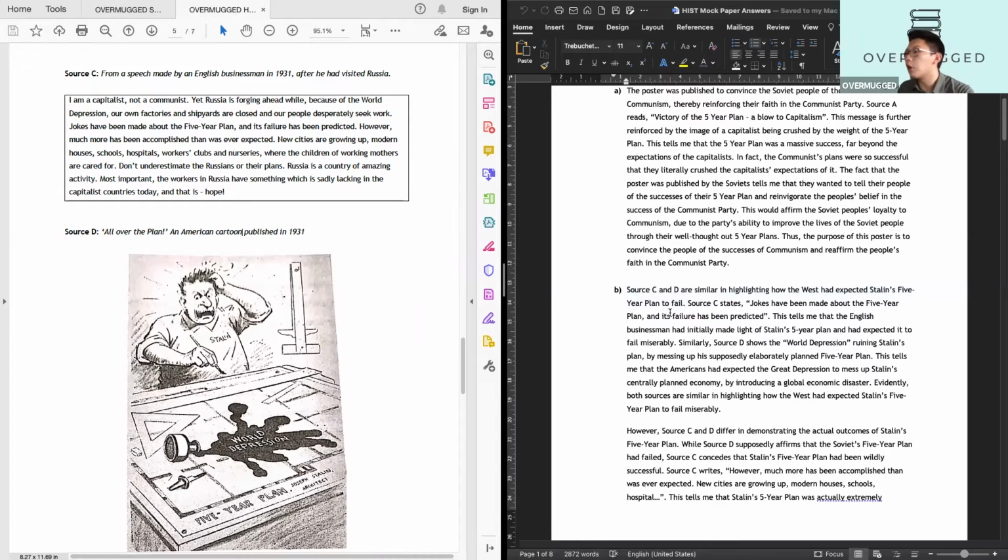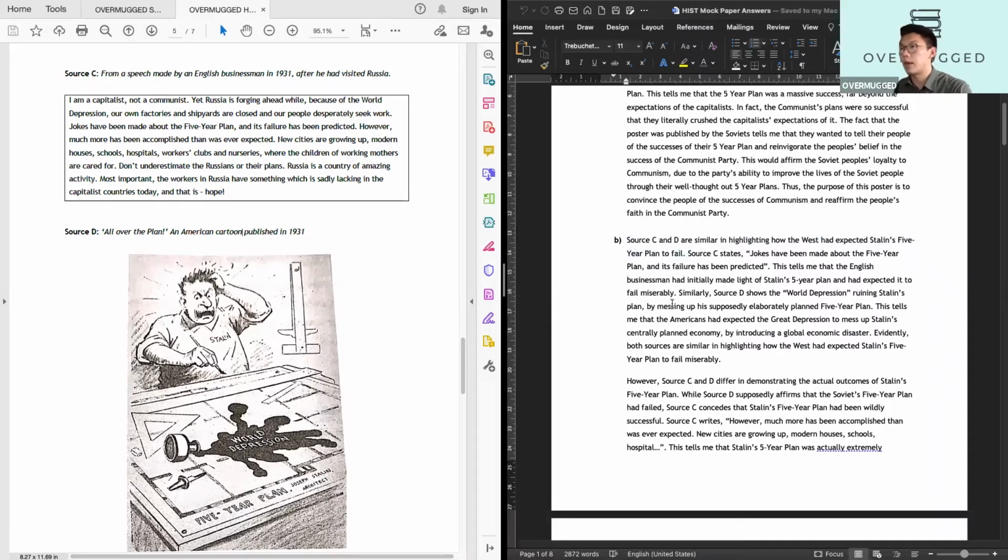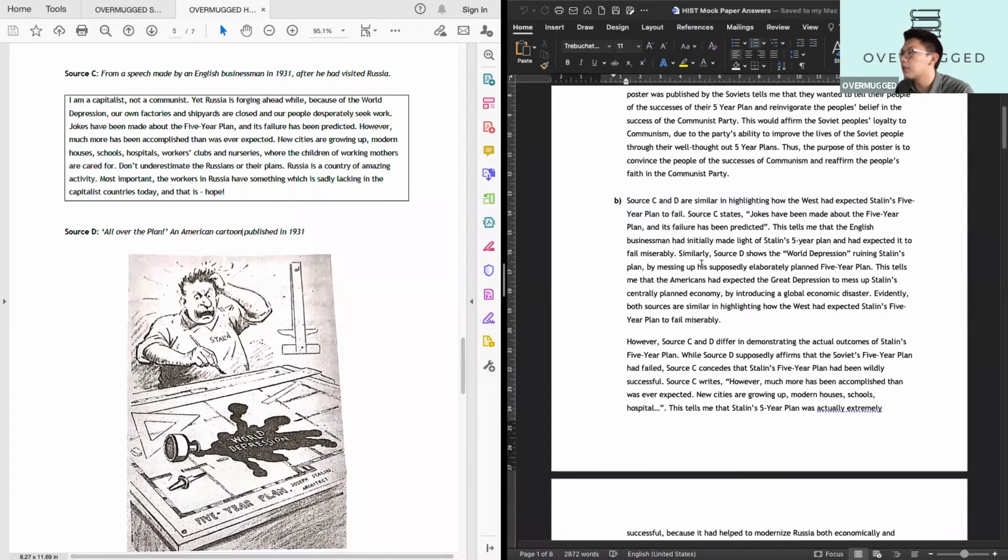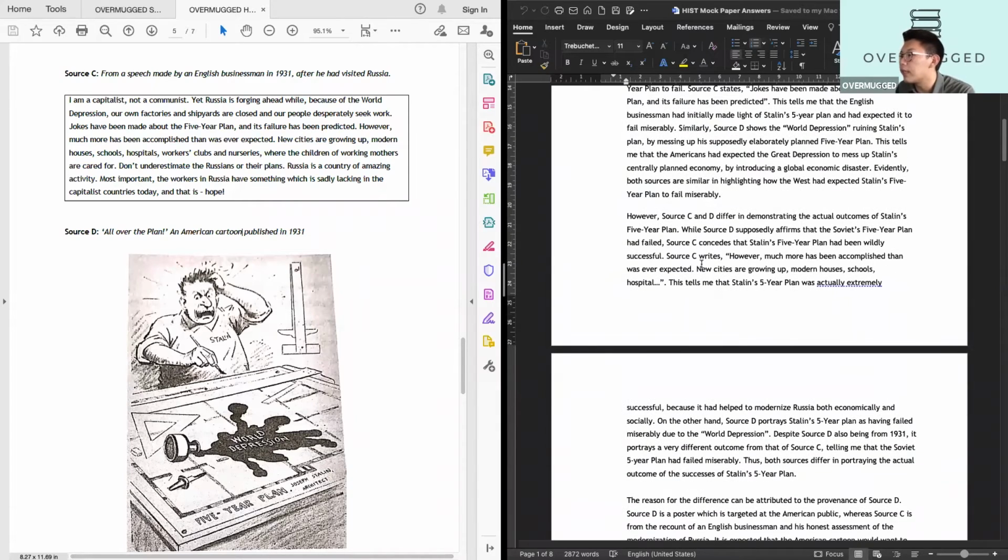Okay, moving on to the difference. I think the difference is quite obvious here. Both sources are different in demonstrating the actual outcome of Stalin's 5-year plan. While source D supposedly affirms that the Soviets' 5-year plan had failed, source C concedes that Stalin's 5-year plan had been wildly successful. Source C writes, "However, much more has been accomplished than was ever expected. New cities are growing up, modern houses, schools, hospitals," and so on and so forth.